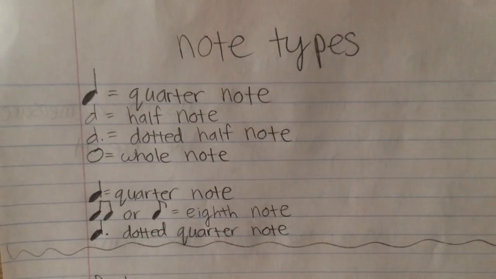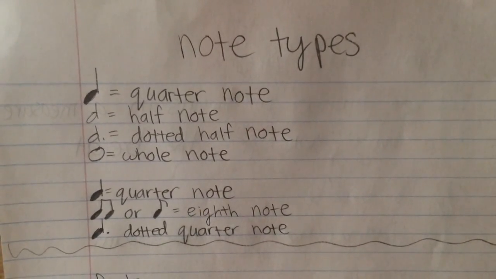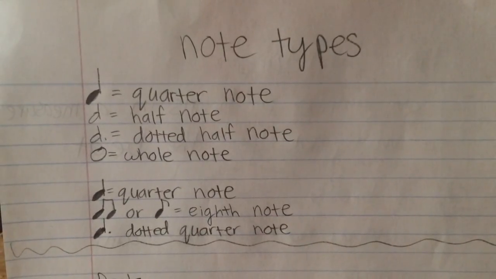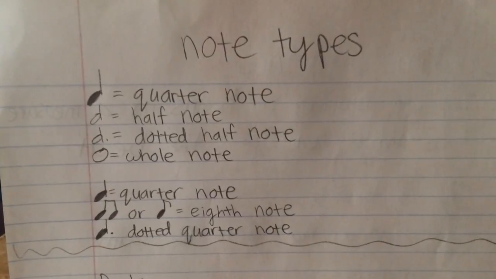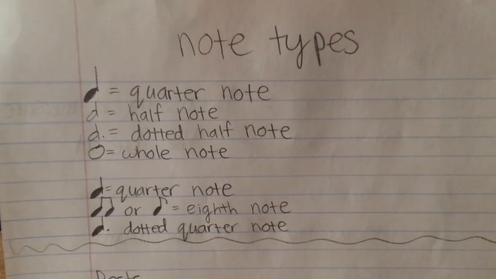Then there's a break. So these first 4 start with a quarter note, and then the values get bigger. So a quarter note gets 1 count, a half note gets 2 counts, a dotted half note gets 3 counts, and a whole note gets 4 counts.